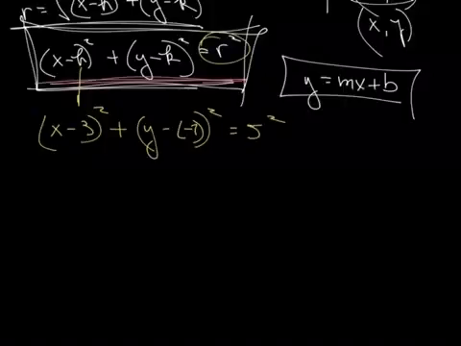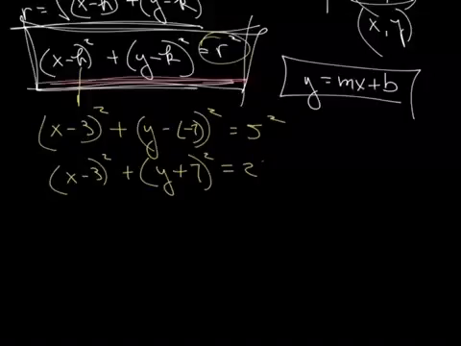Okay. So there we have (x minus 3) quantity squared. I'm just going to clean it up a little bit. Make that (y plus 7) squared equals 25. And there's the equation of a circle that has a radius of 5 and a center of (3, -7).